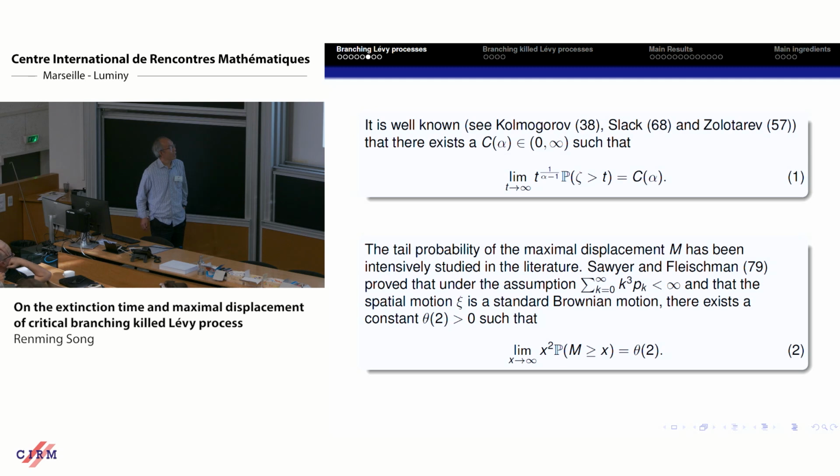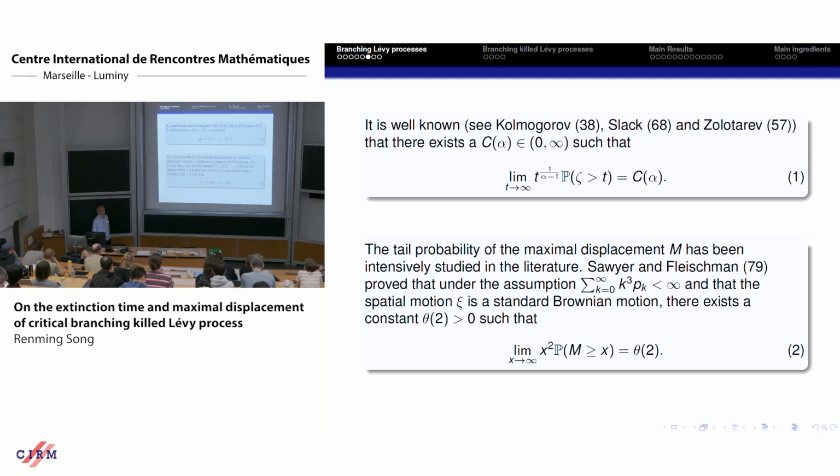Okay? So in this case, already in 1979, Sawyer and Fleischmann proved that under the third moment condition, and when the spatial motion is a standard Brownian motion, there exists a constant theta such that the tail of this all-time maximal displacement is of order 1 over x squared. Okay, so this is the case when the third moment is finite and the spatial motion is a standard Brownian motion.